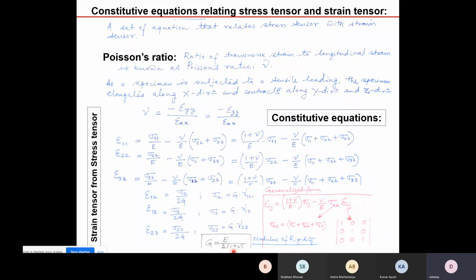And 1 plus nu by E means 1 by 2g. So here if you write 1 by 2g, it will come out as tau 12 equal to g into gamma 12. Similarly, if you write epsilon 11 equal to 1 plus nu by E sigma 11 minus nu by E times sigma 11 plus sigma 22 plus sigma 33 into 1, that will give you this expression: sigma 11 by E minus nu by E times sigma 22 plus sigma 33. So this is the generalized form. Sometimes it is written in this generalized way, same thing.